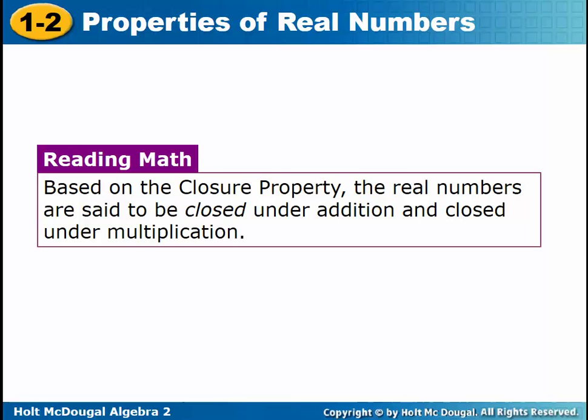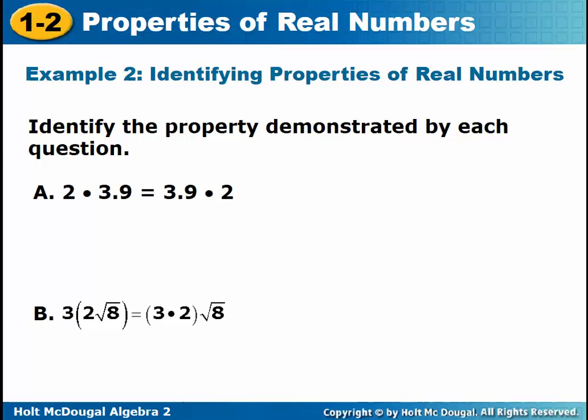Based on the closure property, the real numbers are said to be closed under addition and closed under multiplication. That just means if you add or multiply any real numbers, it'll still be a real number. In these ones, you're just supposed to identify the property demonstrated by each question. There's a couple of these on the worksheet.